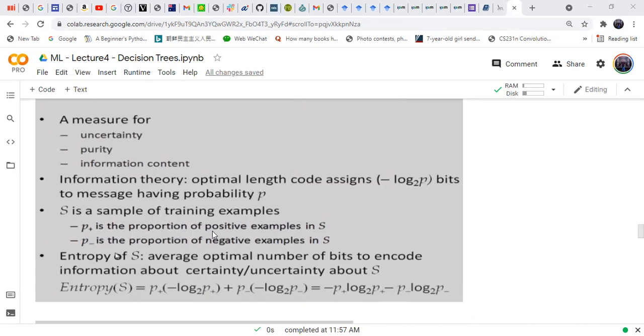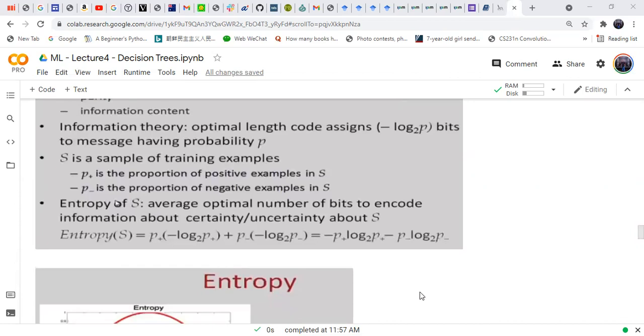P positive is the proportion of positive examples in S, and P negative is the proportion of negative examples in S. Entropy of S is the average optimal number of bits to encode the information about certainty or uncertainty about S. Entropy of S is equal to P positive times minus log to the base 2 of P positive plus P negative times minus log to the base 2 of P negative, and it becomes minus P positive log to the base 2 of P positive minus P negative log to the base 2 of P negative.